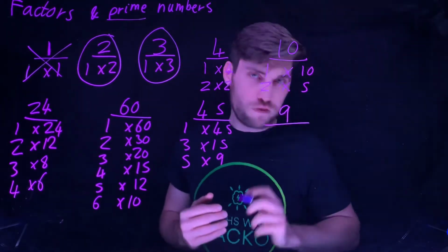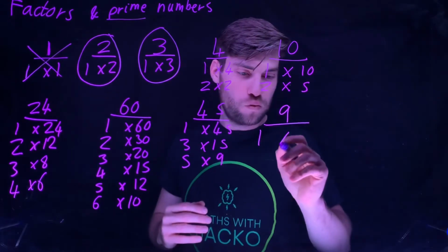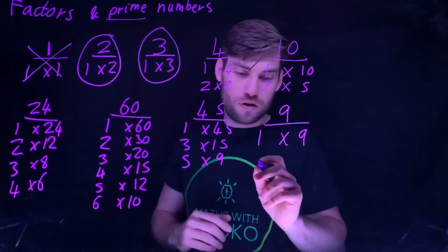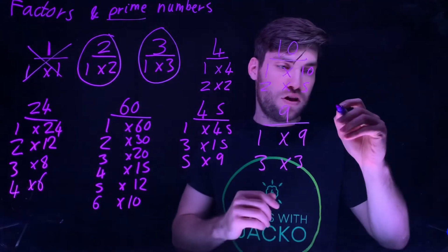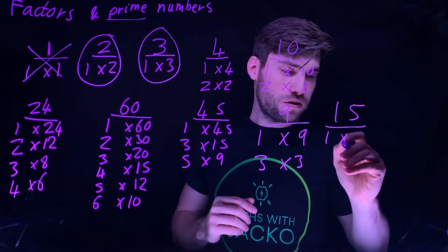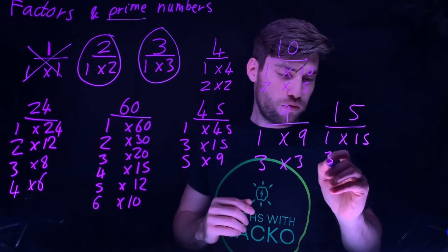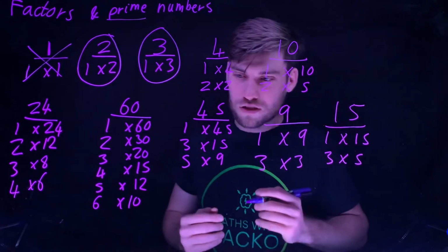Pause the video now, what factors does 9 have? Right, so you should have paused it and I go, well 9 has 1 and itself, but the number that people always forget about, 3 goes into 9. Yeah? And 9 has 3 factors. Another number, 15, people get confused with that one. But 1 times 15, we've also got 3 times 5. Yeah, so 15 has 4 factors, 9 has 3.